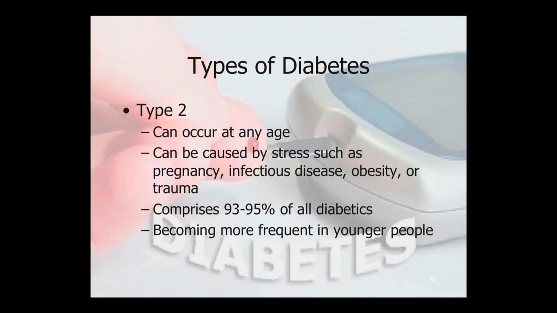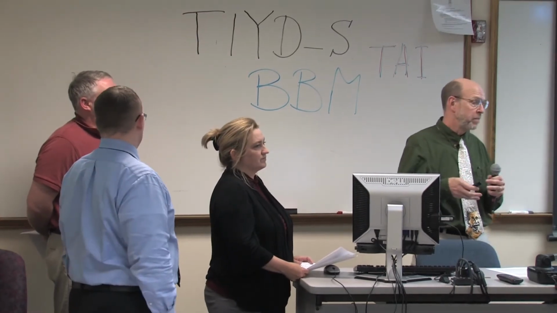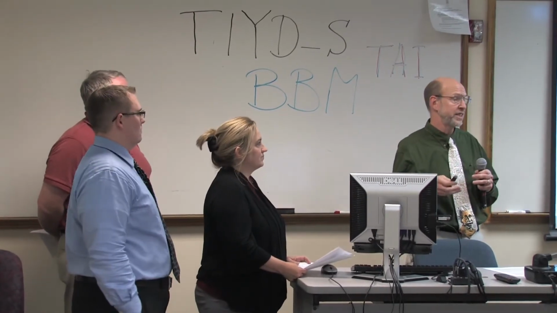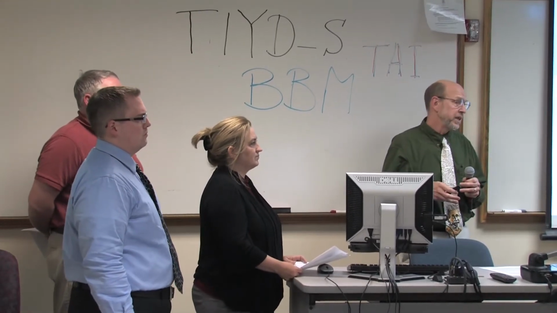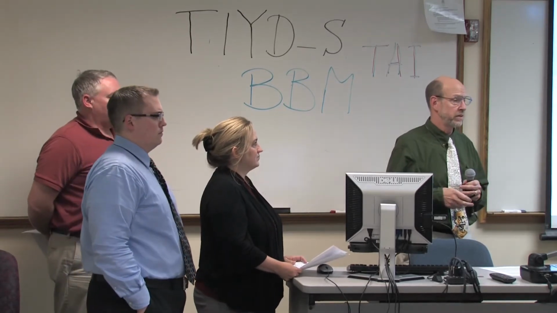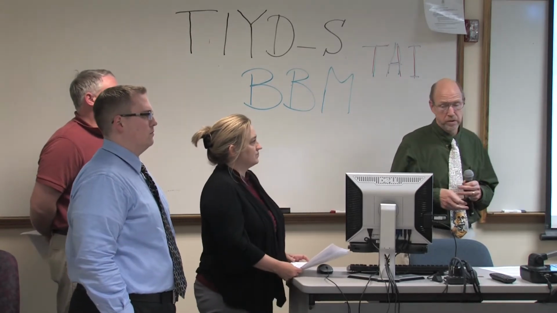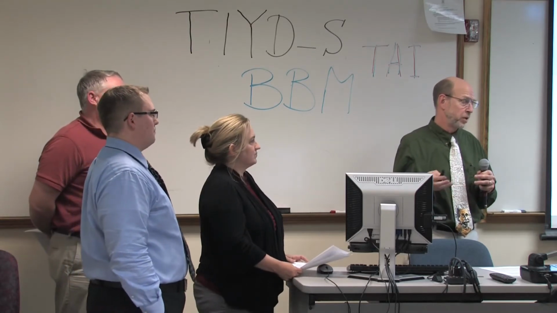Type 2 is a little different than type 1. Type 2 can occur at any age, and it can be caused by stress, pregnancy, obesity, or an injury. Often you'll hear of women who are pregnant becoming diabetic, and they refer to that as gestational diabetes. It comprises 93 to 95% of all diabetics, so there's a huge number of diabetics out there in the world who have type 2. But it's becoming more frequent in younger people because of obesity.